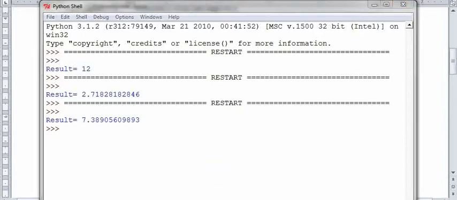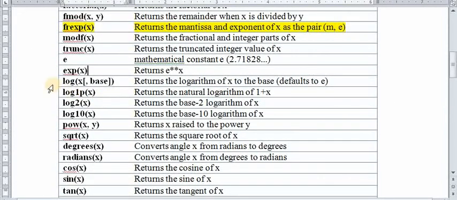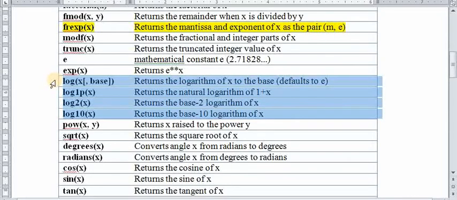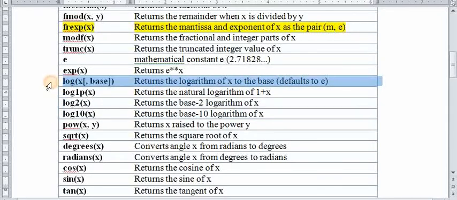Now logarithm. I think in 10th class all of you have learned the logarithm chapter, so there is no need to discuss it in detail. You can find the logarithm using the log function, like log(x), where the base is e. Now log1p(x) represents the natural logarithm of 1 plus x. log2(x) represents the base 2 logarithm of x, and log10(x) the base 10 logarithm of x. So you can find the logarithm of any value.